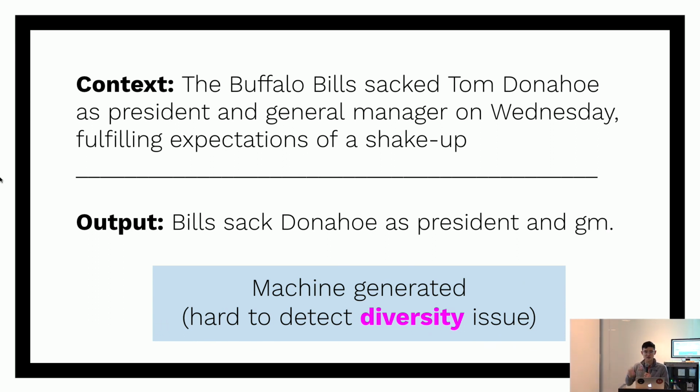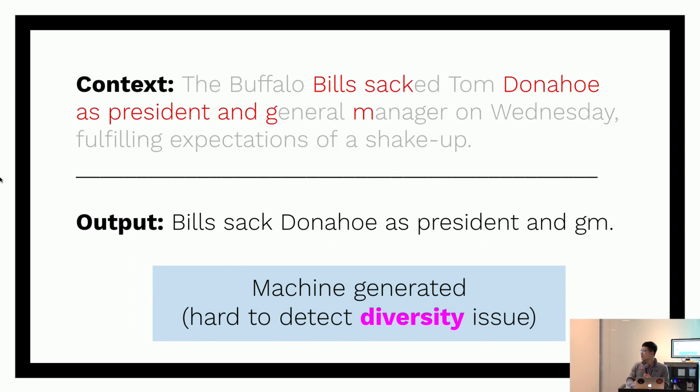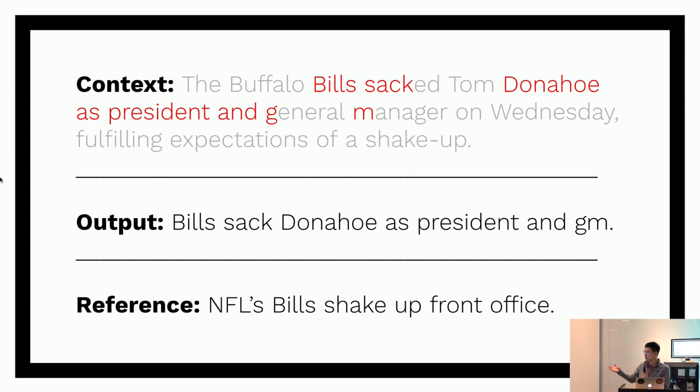It becomes clearer, though, when I highlight parts of the context and you see that the output is actually a strict subsequence of the context. If you compare this to the reference headline, which is NFL's Bills shake up front office, it's clear. In fact, this model given here, even though it's able to generate coherent outputs, is unable to generate most of the reference sentences, including this one, suggesting a strong under-diversity issue.